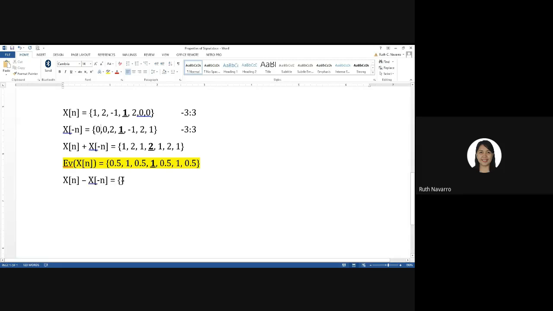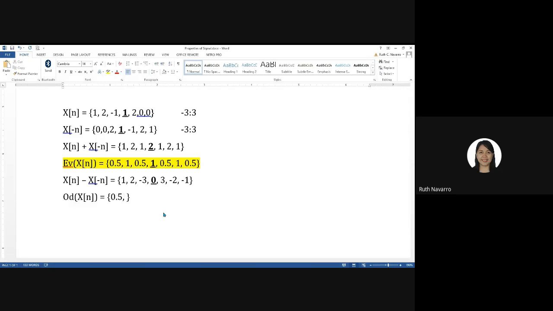For the odd signal: one minus zero, one. Two minus zero, two. Negative one minus two, negative three. Negative three. Zero. One minus one, zero. Zero. Three. Negative two. Negative one. One. Getting the odd signal by dividing this by 2, 1 divided by 2 is 0.5.